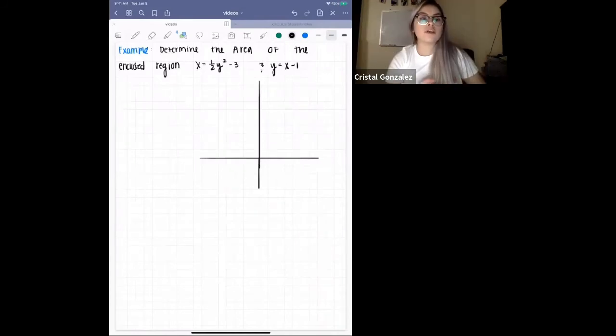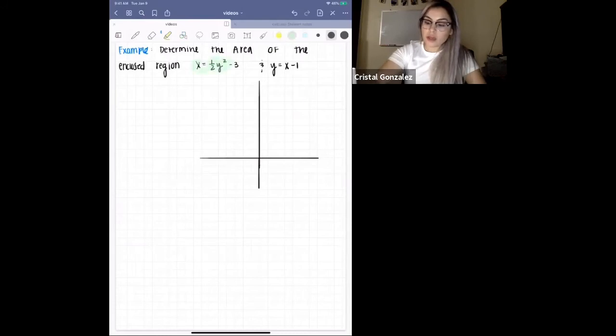Last example here so that I can show you how we'll integrate when we have the horizontal little rectangles. And so in this example, we're going to have the area enclosed by the region x equals 1/2 y squared minus 3. And then we're going to have our line that's equal to y equals x minus 1. Okay, first things first, let's graph these functions so we can see what's happening.